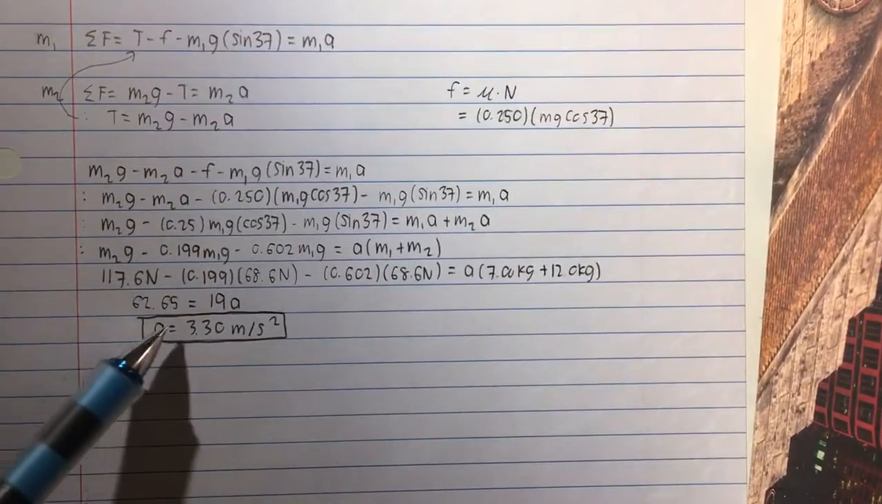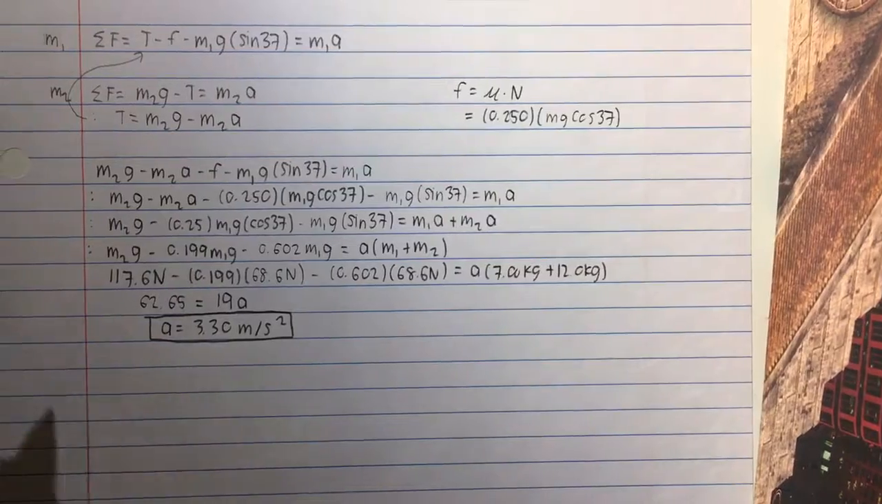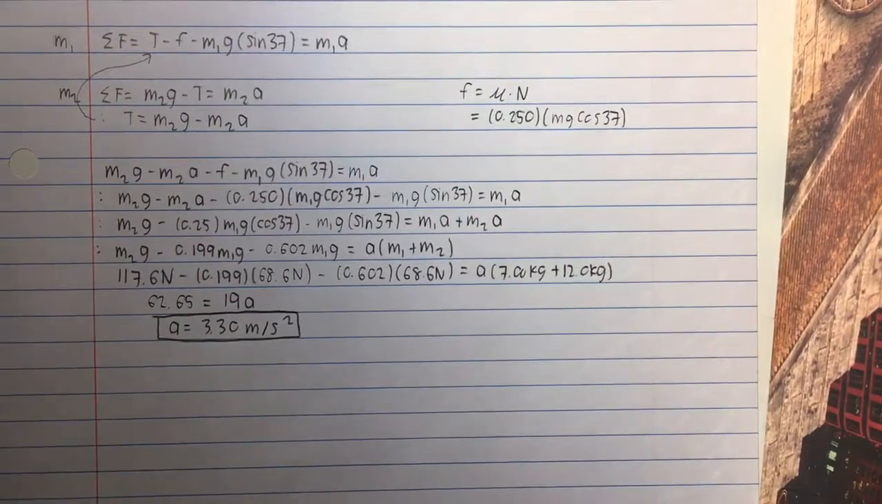And I got 62.65 equals 19a, and acceleration equals 3.3 meters per second squared.